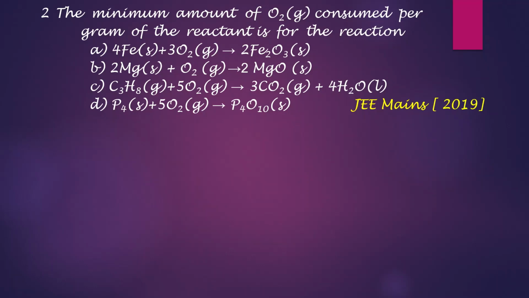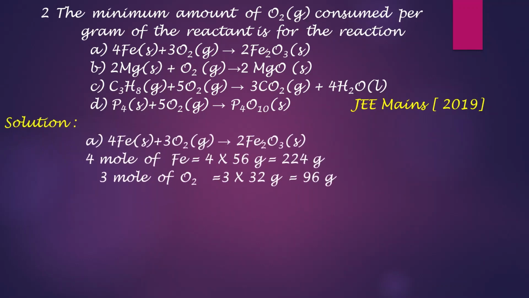In this question, you have to find out in which among these four reactions the minimum amount of oxygen is consumed per gram of the reactant. Okay. Now for this what we have to do? We have to take each one of this reaction and find out the amount of oxygen consumed per gram of the reactant. Okay. So we shall begin with the first option. So in the first option A, 4 Fe plus 3 O2 gives 2 Fe2O3.